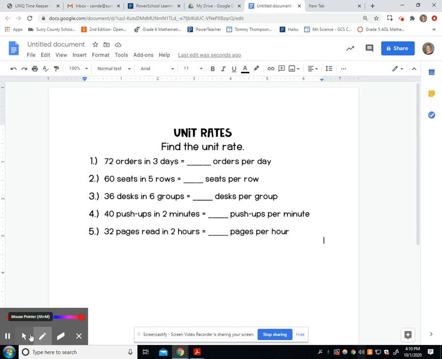Folks, today we're going to start talking about unit rates. A unit rate is a special ratio. What makes this a unit rate is that a unit rate tells us how much one of something is.